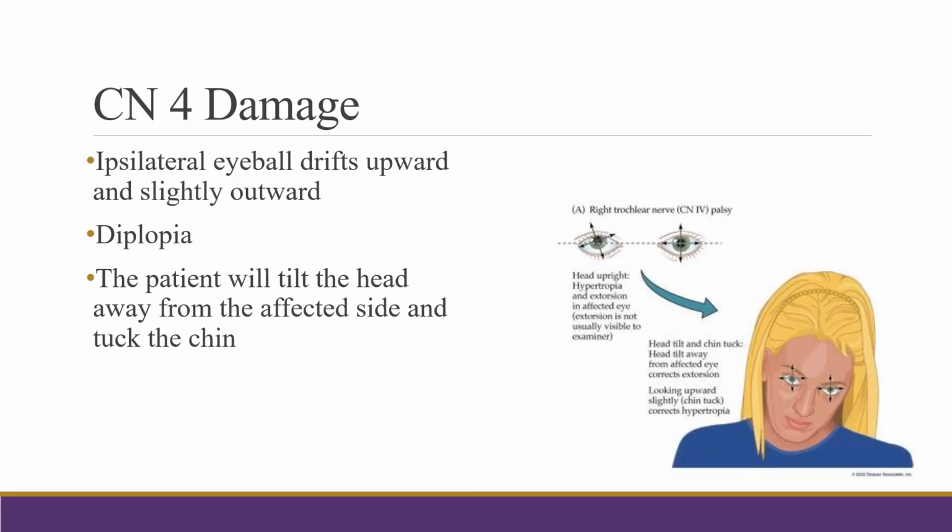Cranial nerve 4 damage. So note how she is tilting her head to compensate for cranial nerve 4 damage here. So ipsilateral, same side, eyeball drifts upward and slightly out. So we'll see diplopia or double vision. Patient will tilt the head away from the affected side and tuck their chin, trying to compensate for not being able to use this nerve, this muscle really.